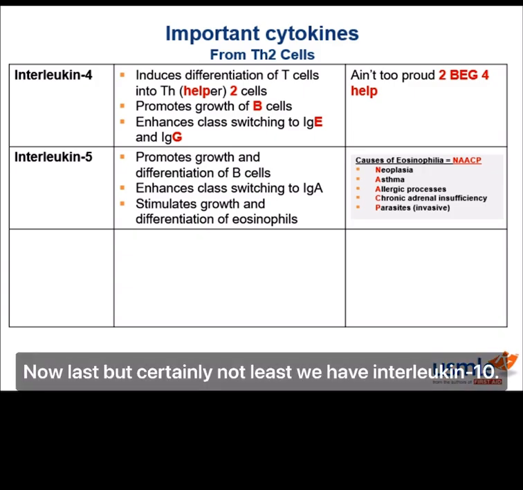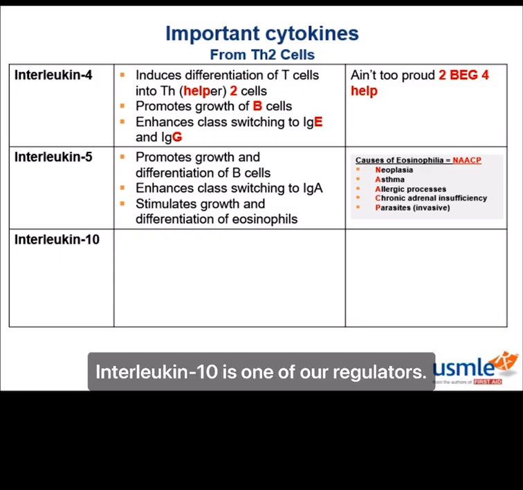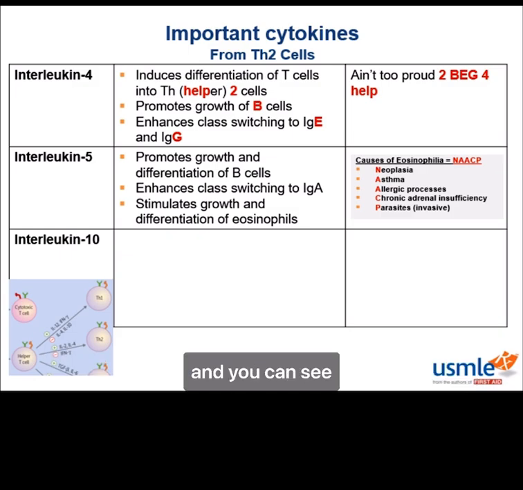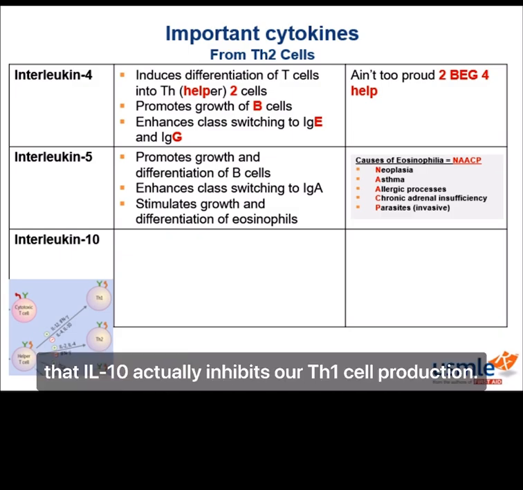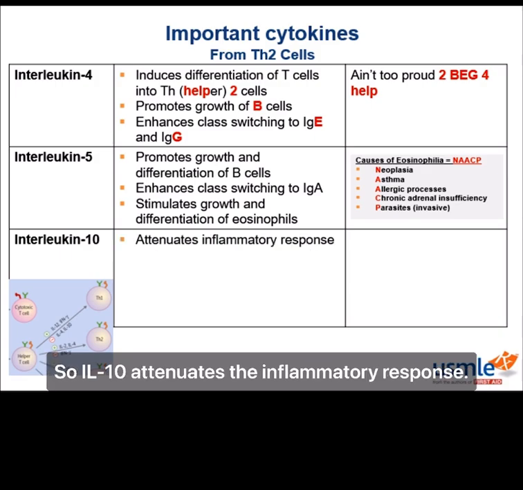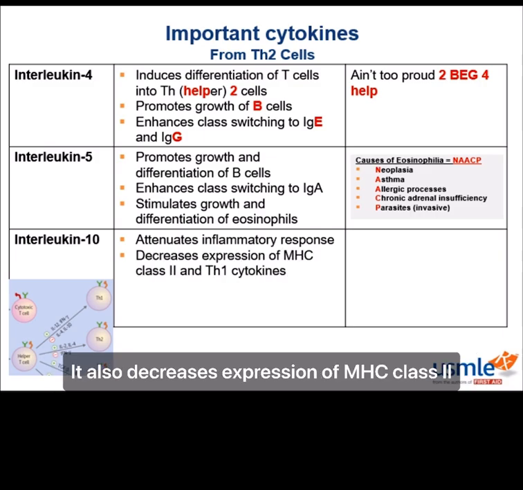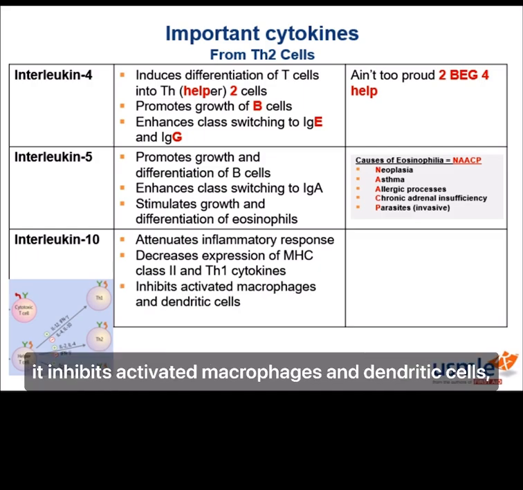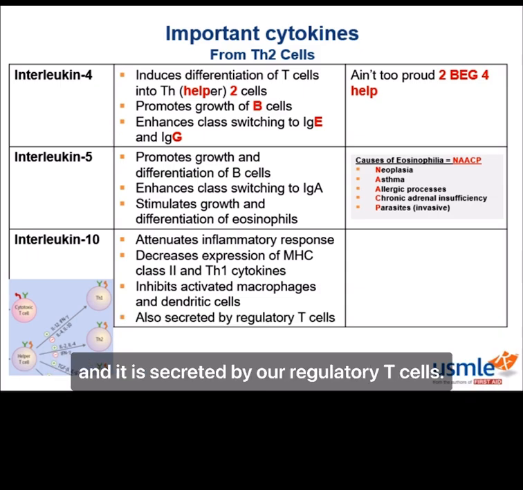Now last, but certainly not least, we have interleukin 10. Interleukin 10 is one of our regulators. Here's a close-up of the image from the last slide, and you can see that IL-10 actually inhibits our Th1 cell production. So IL-10 attenuates the inflammatory response. It also decreases expression of MHC class II and the Th1 cytokines. It inhibits activated macrophages and dendritic cells, and it is secreted by our regulatory T cells.